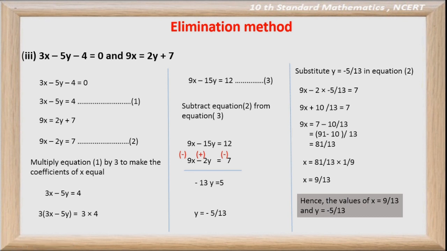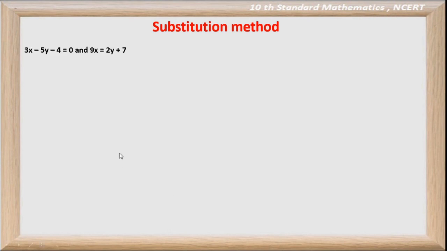Now we'll see the substitution method. 3x minus 5y minus 4 equal to 0 and 9x equal 2y plus 7. Rearrange the equations. We will get 3x minus 5y equal to 4, and the second equation 9x equal to 2y plus 7, so 9x minus 2y equal to 7. This is the first equation and this is the second equation.